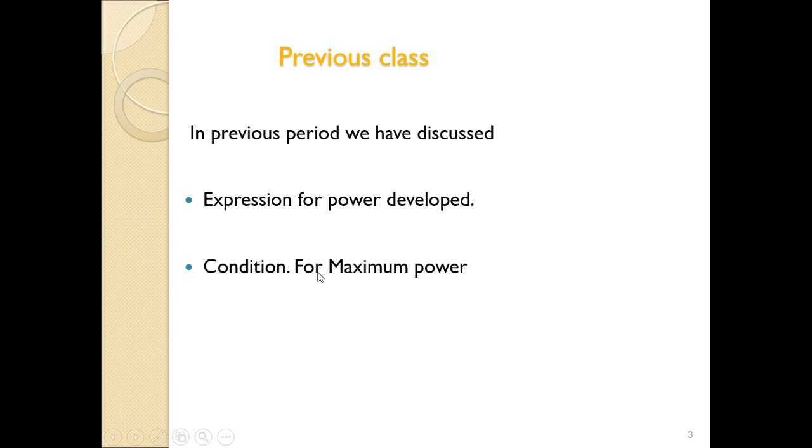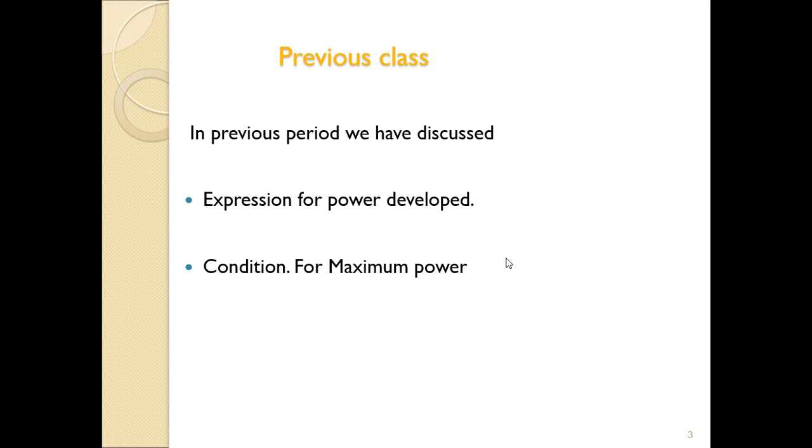We derived the condition also for maximum power: at what instant the power is maximum, and what is the maximum power. Last class we derived it, and we noted the torques also. The torque which is developed at the time of starting is called starting torque. The torque developed in running condition is called running torque.